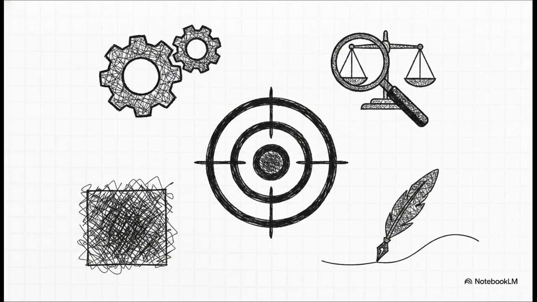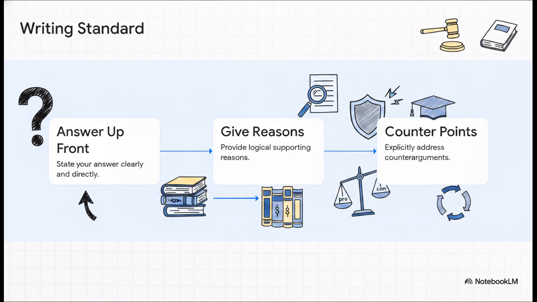No pressure, right? To succeed in the written section and hit that clear writing benchmark, you absolutely have to follow this exact formula. Step 1, state your answer up front. No beating around the bush. Step 2, give your supporting reasons clearly and logically. Step 3, explicitly address counter-arguments to show you see the whole picture. Interestingly, the source notes that this strict, structured essay writing standard is the exact same one proposed for the undergraduate essay component as well. Structure is literally everything.